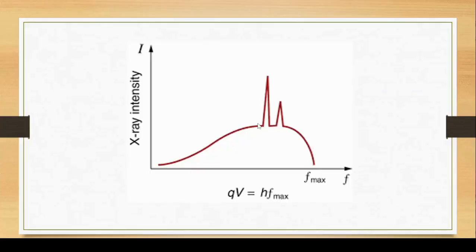This is the plot of the outcome. Now you see there are two things going on here. You see this smooth curve, and you see these two sharp peaks. You might be asking yourself, what is this curve and what are these two sharp peaks? This curve is referred to as continuous, and these two sharp peaks are characteristic.